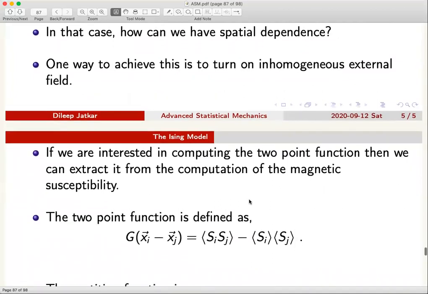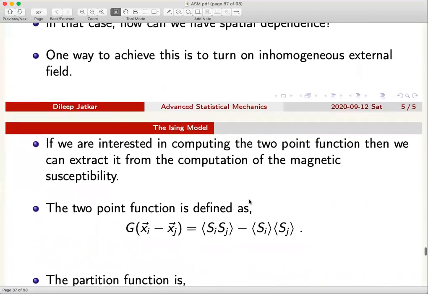So as I said, we wanted to study the 2-point function, and we would like to relate that to the magnetic susceptibility.